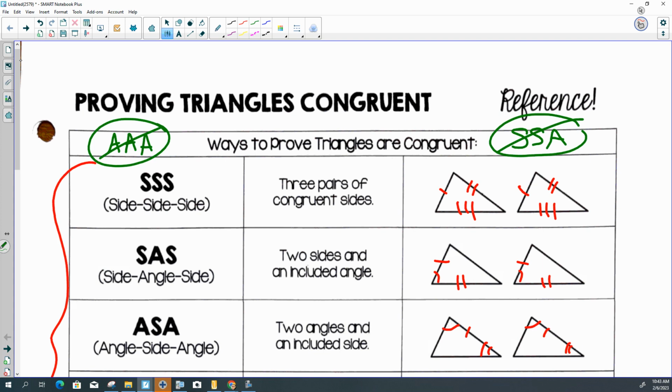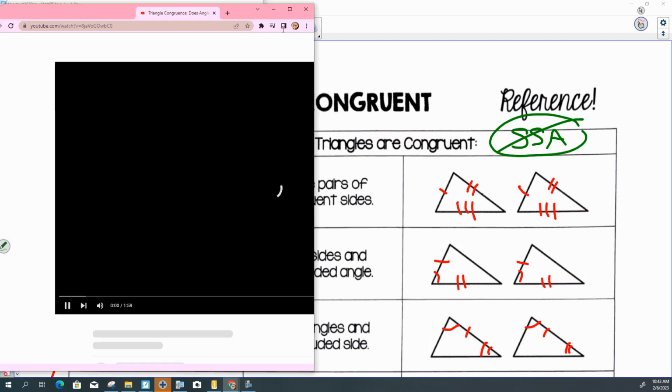Okay, so let me show you the animation of these two things. I think they're helpful. I did put them on canvas. This is why side, side, angle does not work.